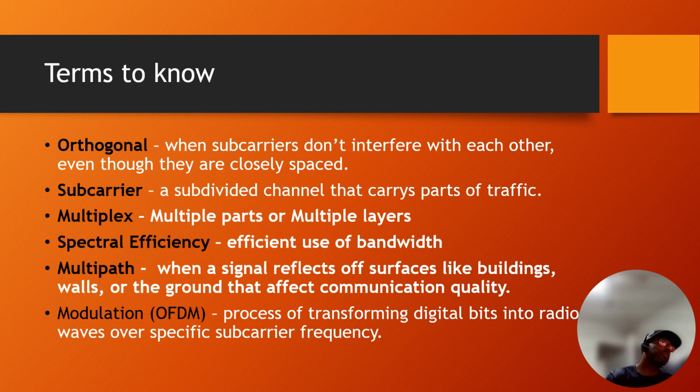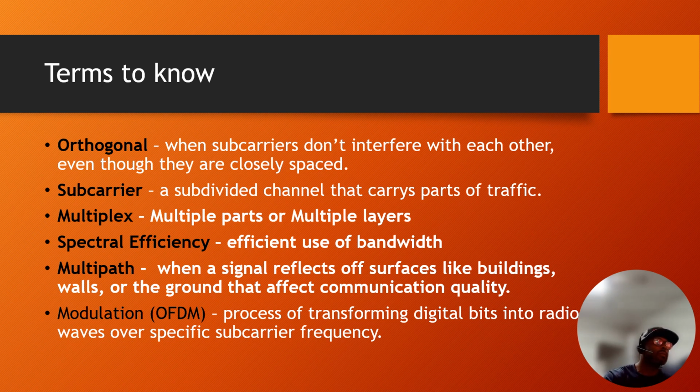Terms to know. Orthogonal in regards to OFDM is when subcarriers don't interfere with each other even though they are closely spaced. Subcarrier, a subdivided channel that carries parts of traffic. Multiplex, the term comes from the word multiple and plex. Plex meaning layers or parts, thus giving multiple parts or multiple layers. Spectral efficiency is efficient use of bandwidth.